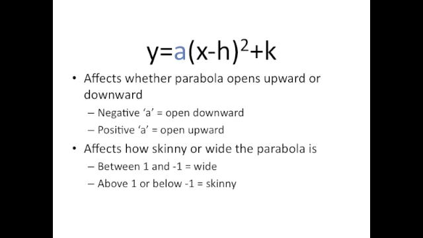A also affects how skinny or wide the parabola will be. If the a variable is between 1 and negative 1, the parabola will be wider. If the a variable is larger than 1 or smaller than negative 1, the parabola will be skinnier. So the larger the absolute value of the a variable, the skinnier it will be. And the smaller the absolute value of your a variable is, the wider your parabola will be.